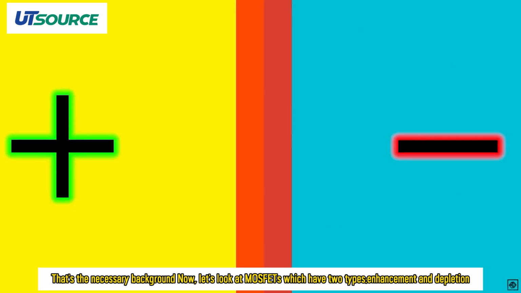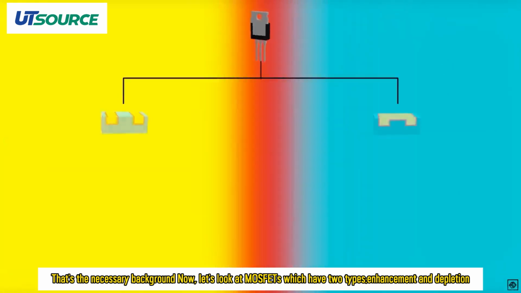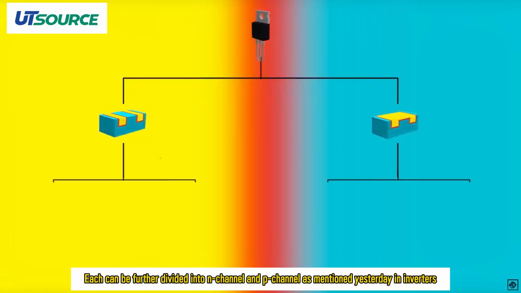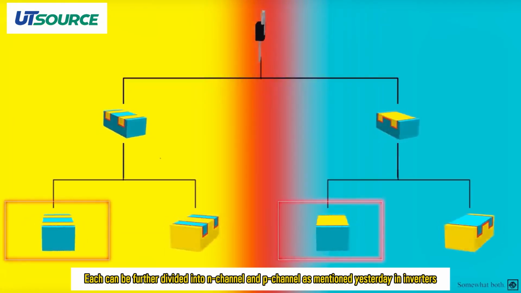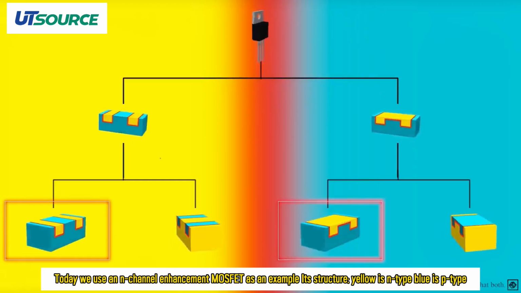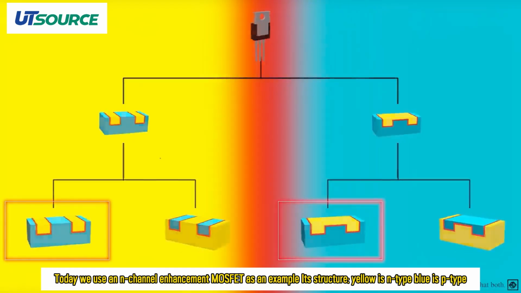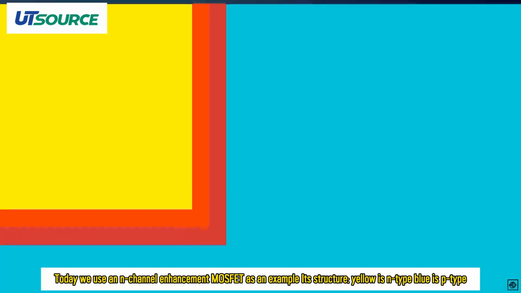That's the necessary background. Now, let's look at MOSFETs, which have two types, enhancement and depletion. Each can be further divided into N-channel and P-channel, as mentioned yesterday in inverters. Today, we use an N-channel enhancement MOSFET as an example. Its structure: yellow is N-type, blue is P-type.